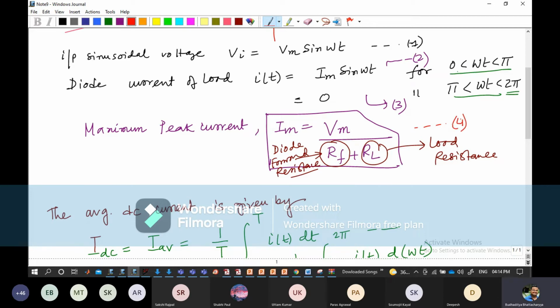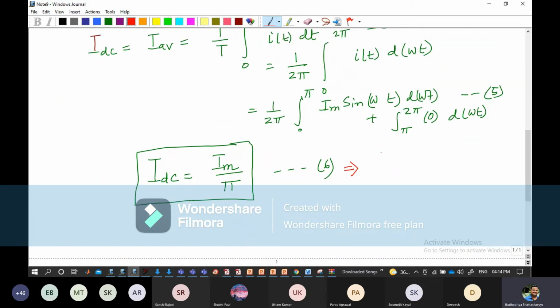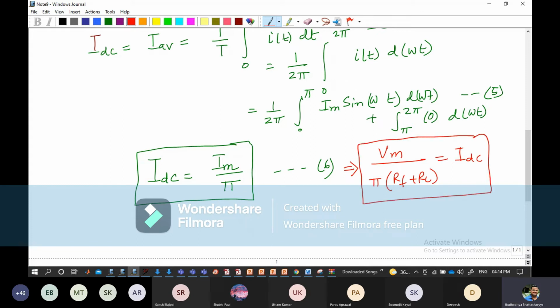So if you consider the fourth equation, Vm by Rf plus RL, this was equal to Im. So this I substitute over here: Vm by pi into Rf plus RL. All right, so this is another form of IDC that you might keep a note of, because in many questions, the questions will be presented to you in different ways.